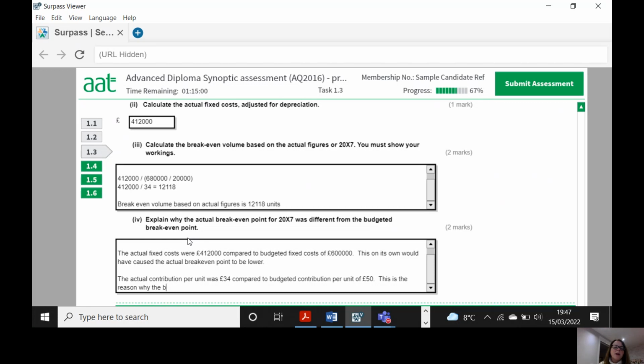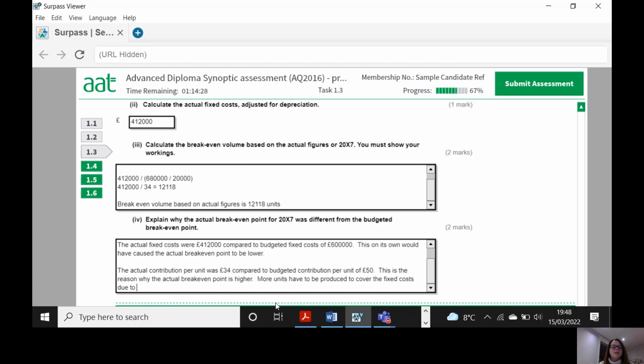No, it doesn't read very well. Why the actual break-even point is higher. Yeah, because if the actual contribution is only 34, we've obviously got to make more to cover our fixed costs. So more units have to be produced to cover the fixed costs due to this lower contribution per unit.